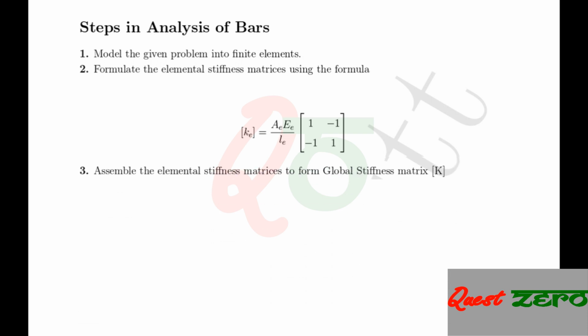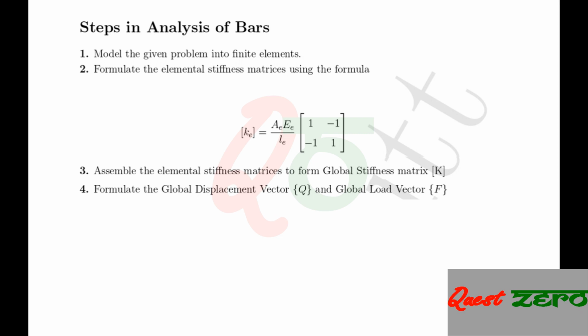Once we have formulated the element matrices, we will assemble all these elemental matrices to form the global stiffness matrix. So if suppose there are three elements, we will first find out k1, k2 and k3, which denote the stiffness matrix for elements 1, 2 and 3. After that we will add all these three and formulate the global stiffness matrix, which is represented by capital K.